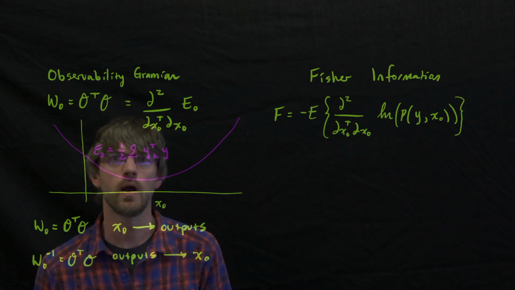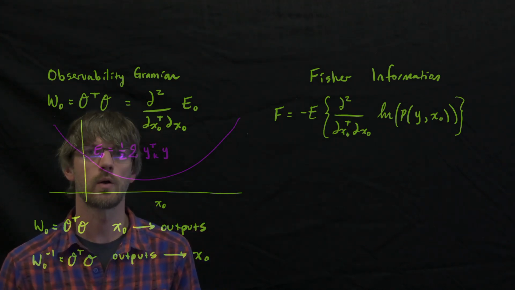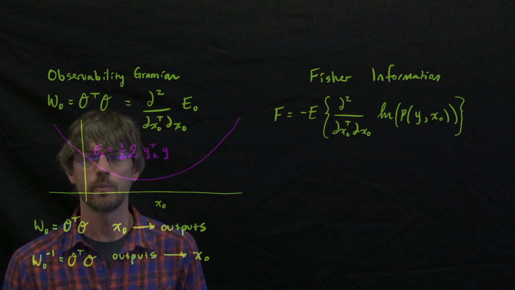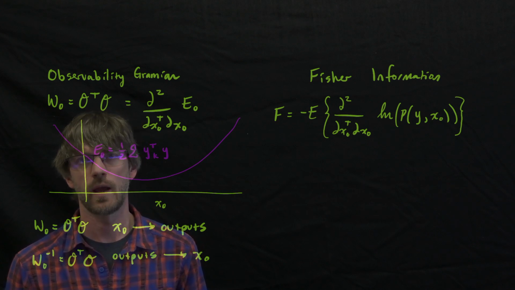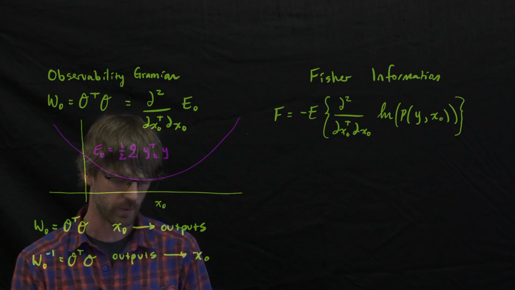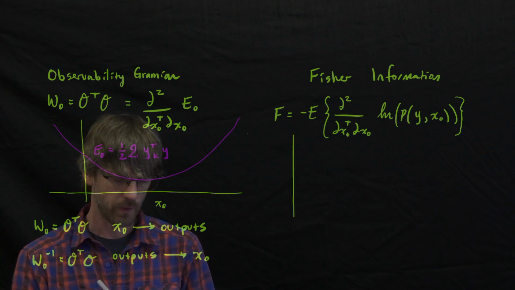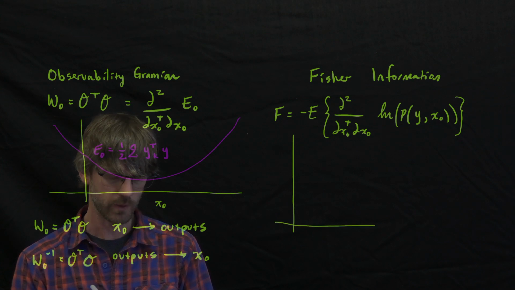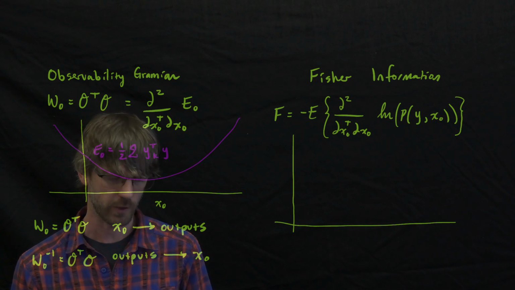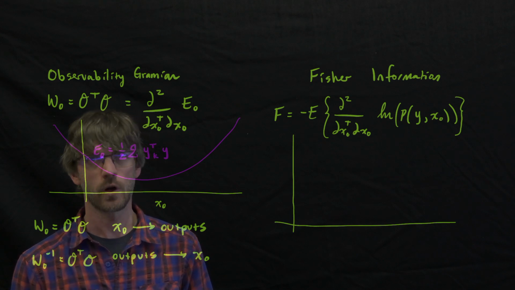So let's talk a little bit about what this means intuitively. We're not going to derive this equation or make calculations using it, but it is important to understand how it's related to our derivation of the observability Gramian. That will give you some intuition. So again, we're doing something very similar. We're calculating the second derivative, or Hessian, to look at the curvature of some function. In this case, the curvature that we're looking at is of the log likelihood function.